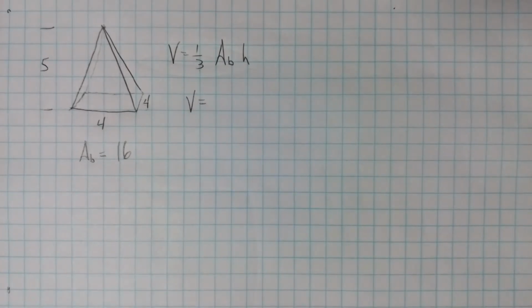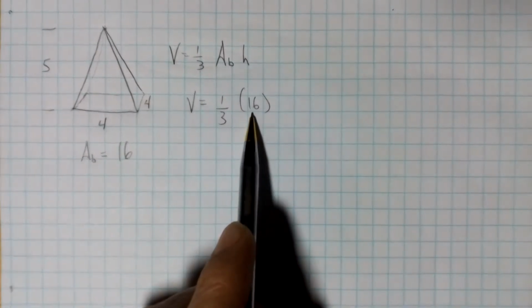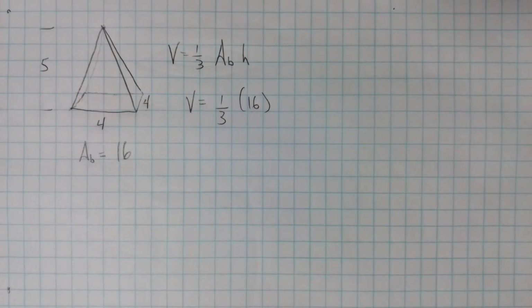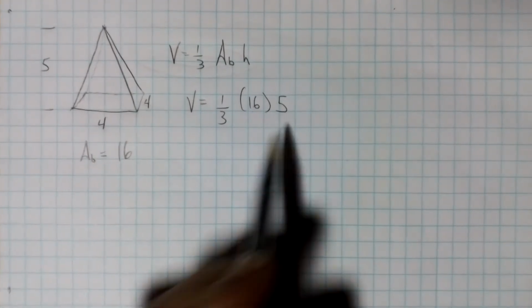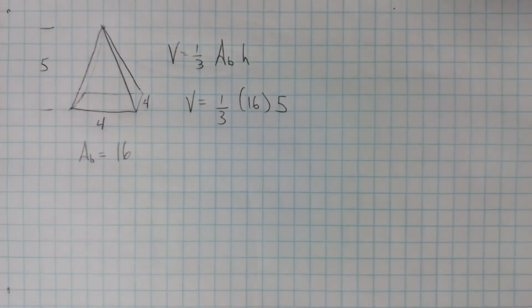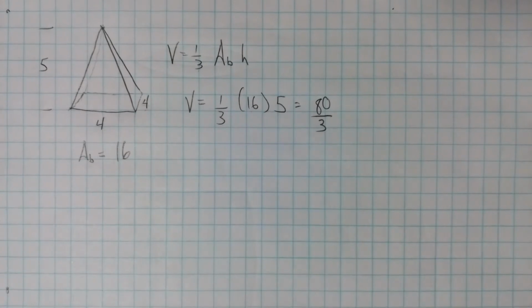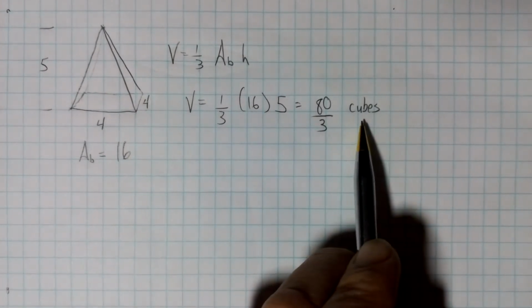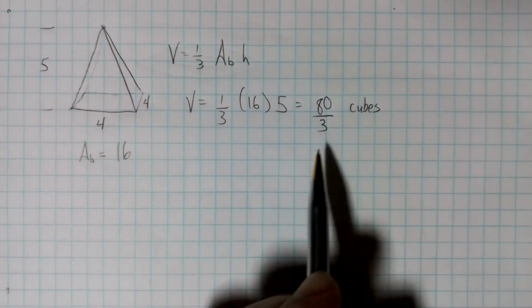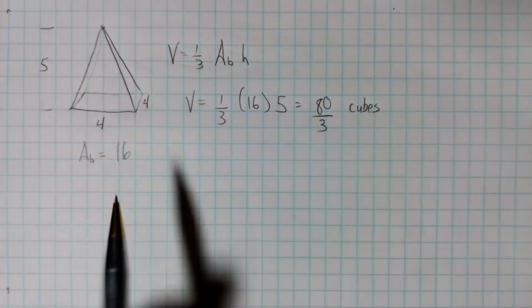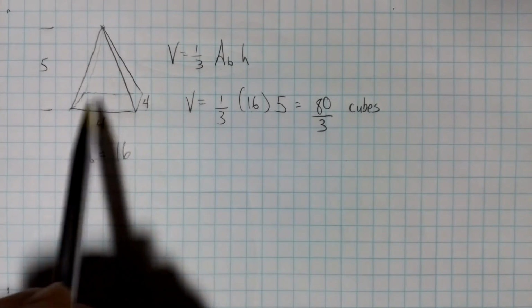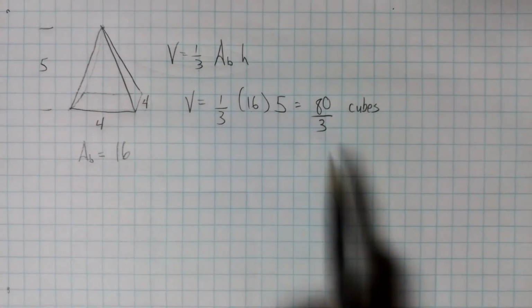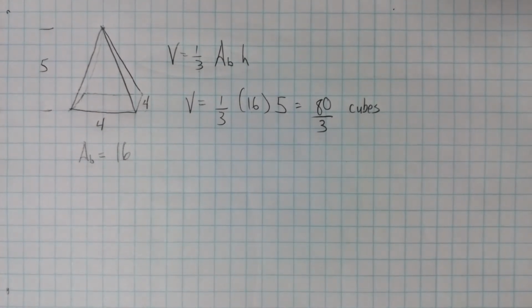So now I have everything I need. The volume is going to be 1/3 times the area of the base, which is 16, times 5, which is the height. And so here, doing my math, I'm going to get 80 thirds, and it's going to be that many cubes. Now, notice here, there is no pi in this answer because there's nothing circular involved here. So this here is my final answer.